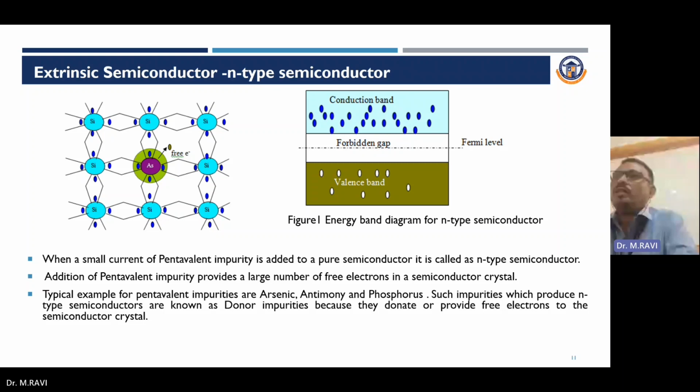When pentavalent impurities are added to a pure semiconductor, it is called an N-type semiconductor. The added pentavalent impurity provides a large number of free electrons in the semiconductor crystal. Typical examples of pentavalent impurities are antimony and phosphorus. Such impurities are known as donor impurities because they donate or provide free electrons to the semiconductor crystal.